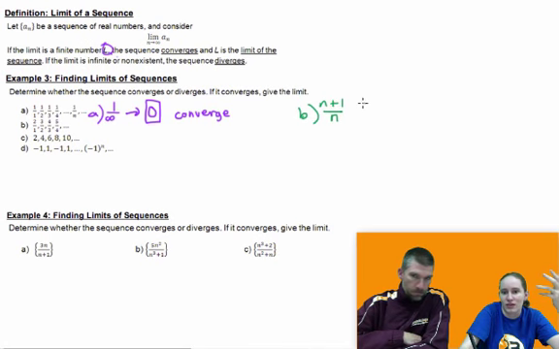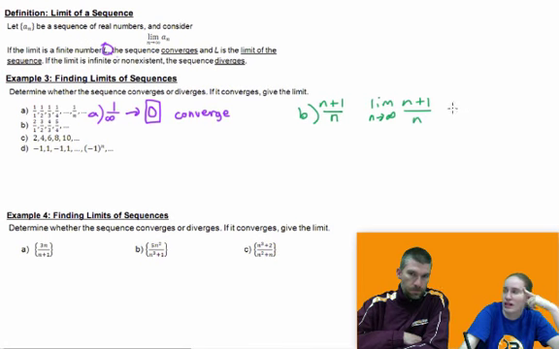If we think of this in end behavior, we're saying as n gets bigger, as we go closer and closer to infinity, is this actually going to head closer and closer to a number?